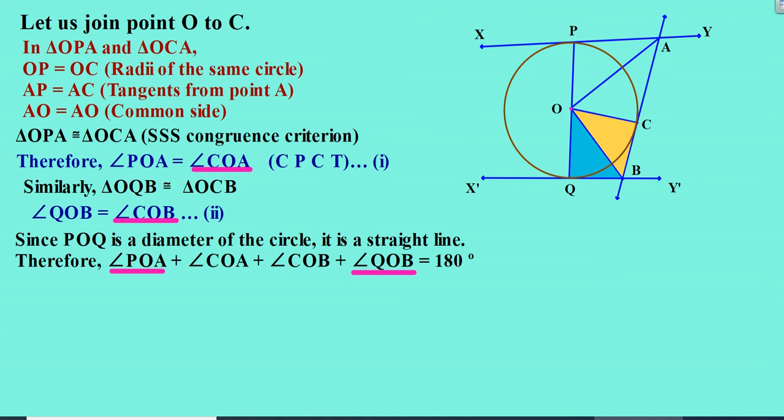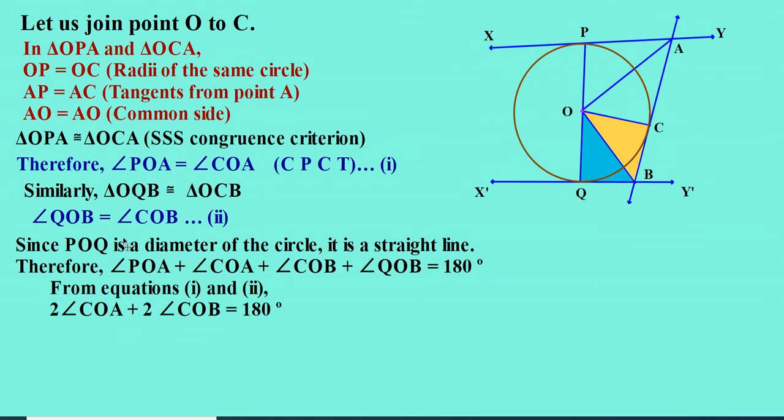So we can write 2 angle COA plus 2 angle COB is equal to 180 degree. Now divide by 2 throughout the equation. What will you get? You get angle COA plus angle COB is equal to 180 by 2, it is 90 degree. So angle COA plus COB is equal to 90 degree.